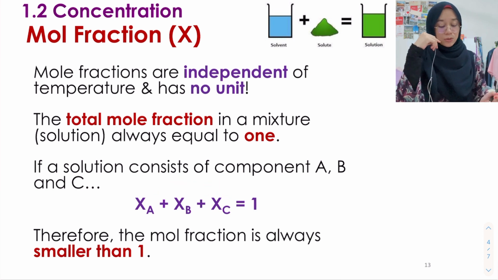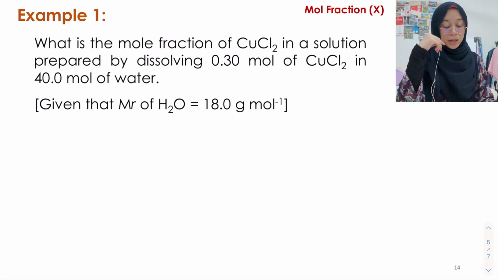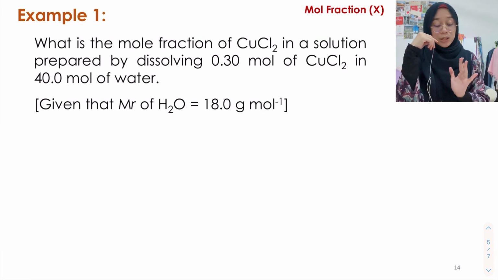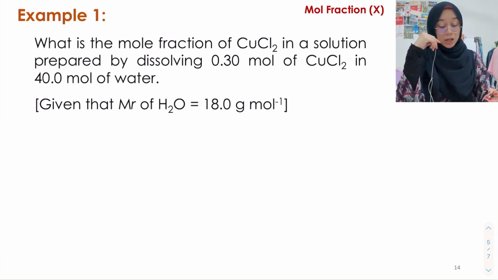So let's look directly at the example so that you can see this better. Actually it is quite easy. This is quite straightforward because what is given to you is already in moles for both pieces of information. So let's have a look at it. What is the mole fraction of CuCl2 in a solution prepared by dissolving 0.3 mole of CuCl2 in 40 mole of water? So you already have the mole of CuCl2.